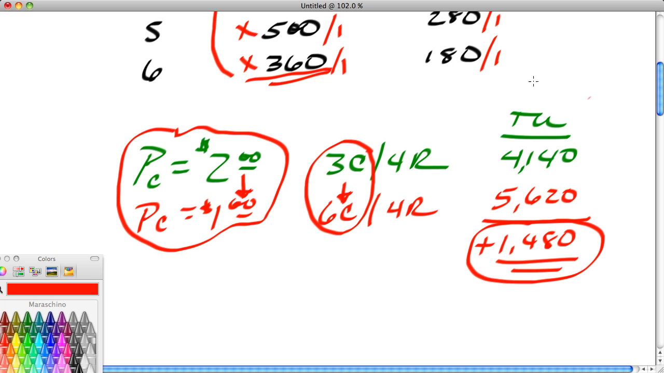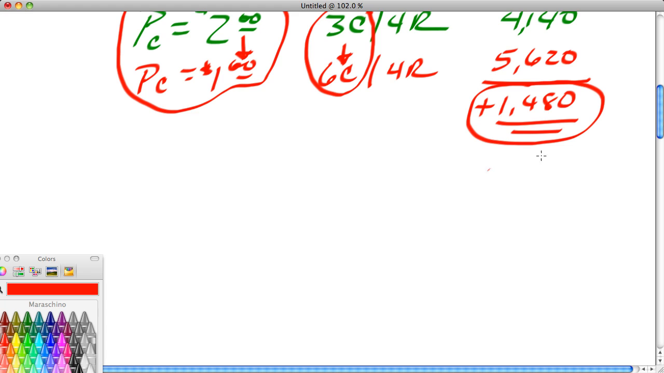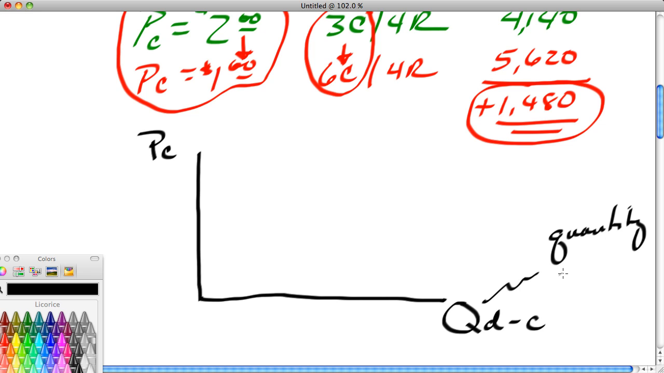Okay, let's scroll down a little bit, and what I'd like to now do is derive something called a demand curve. So I'm going to set up a 2-dimensional space. And we'll label this the price of coffee here. The vertical axis will be the price of coffee. The horizontal axis will be the quantity demanded of coffee. So Q sub D is called the quantity demanded.